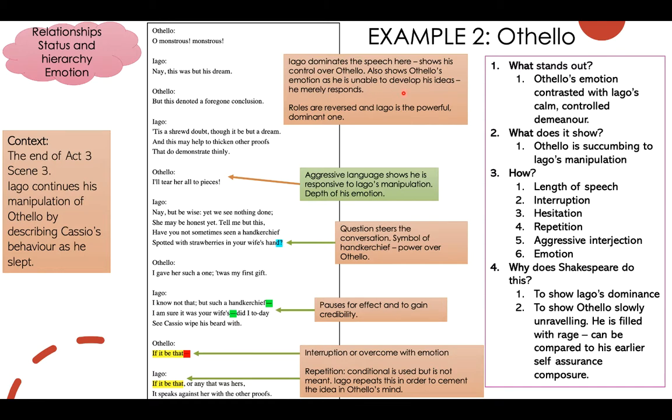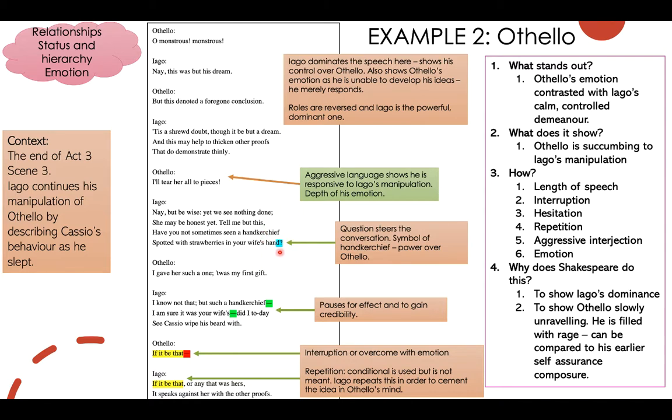It also shows Othello's emotion. He's unable to really develop his ideas. He's merely responding to what Iago is telling him, and sometimes, like we have here, he doesn't even finish his sentences. Here we see that the roles are reversed. Iago is the powerful, dominant one, and he continues to develop in this role. We have aggressive language here, so again we think about word choice. He says, "I'll tear her all to pieces." This shows that he's responsive to Iago's manipulation. It's working, what Iago is doing. It also shows the depth of his emotion, how upset he is by this.